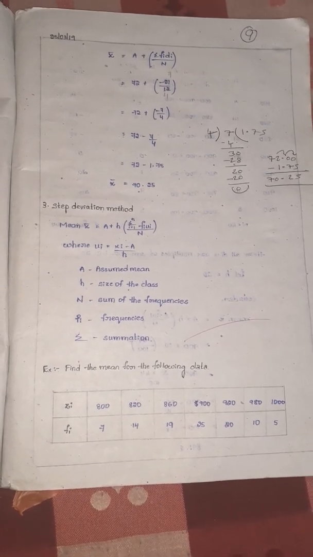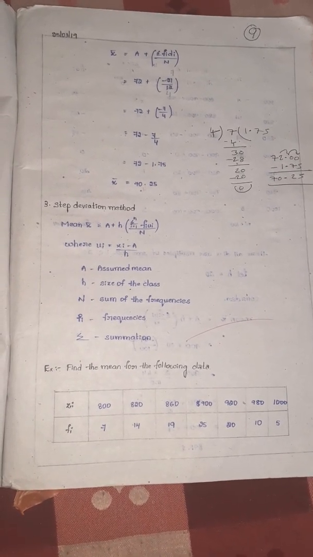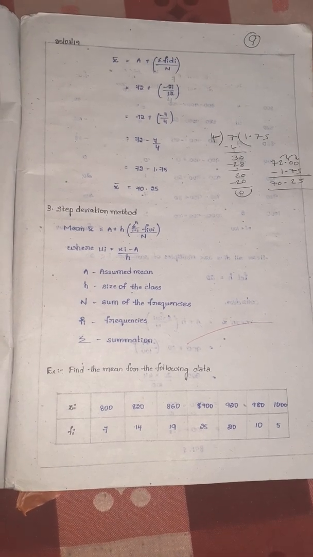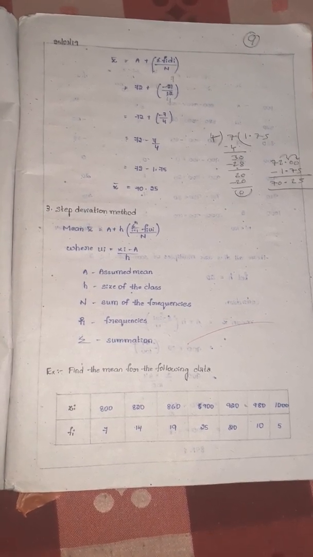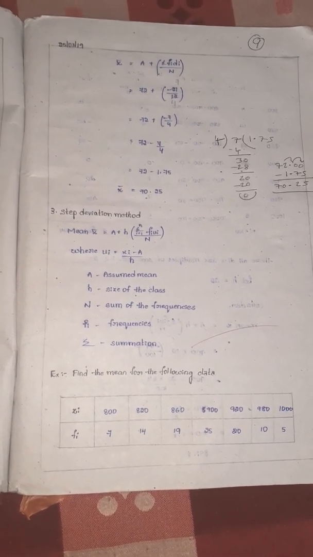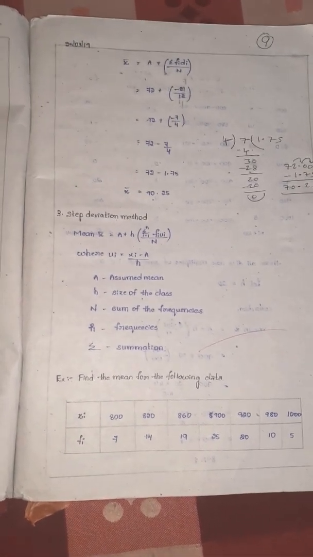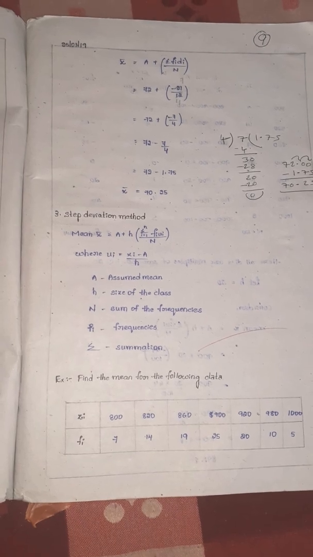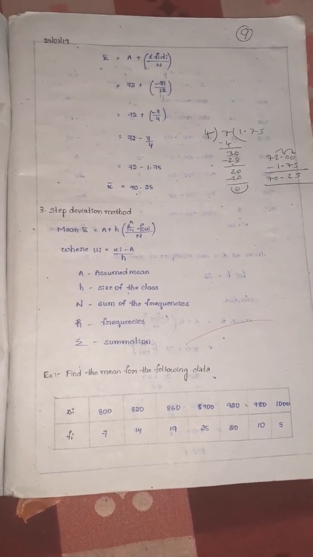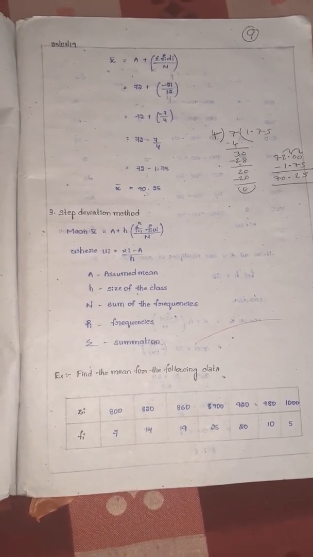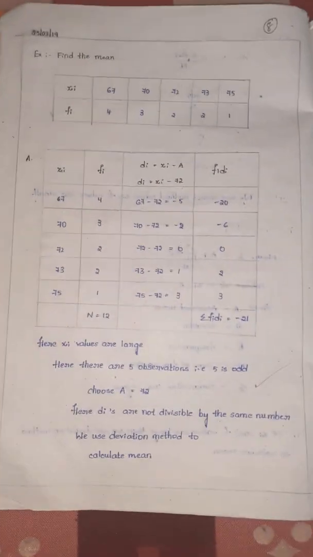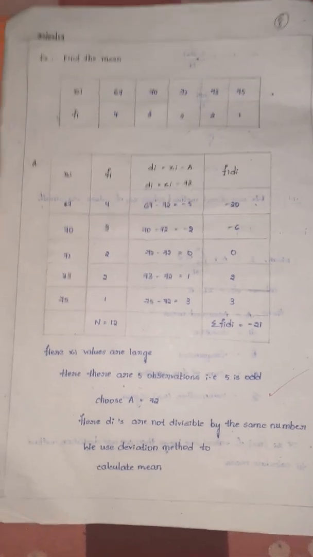Hello students, now I will explain 10th class maths chapter number 14, statistics, paper 2, continuation of yesterday's class. Yesterday I told up to the deviation method, and I gave one example also. Now I will explain that deviation method example again, because some students are asking how to simplify.